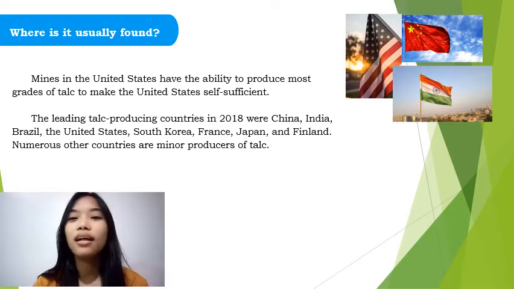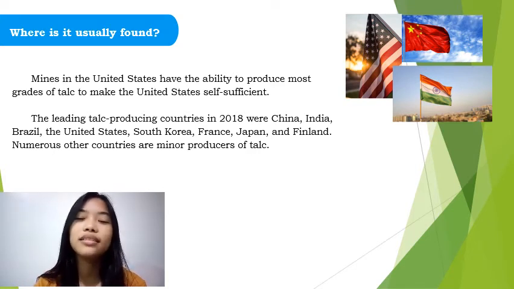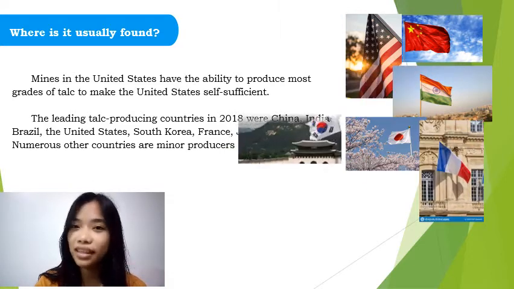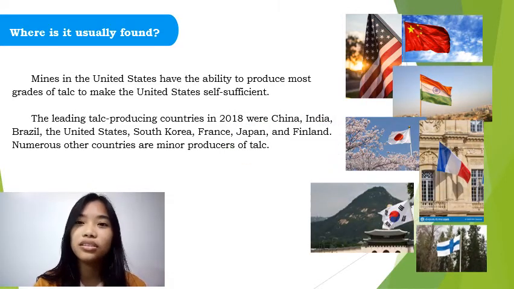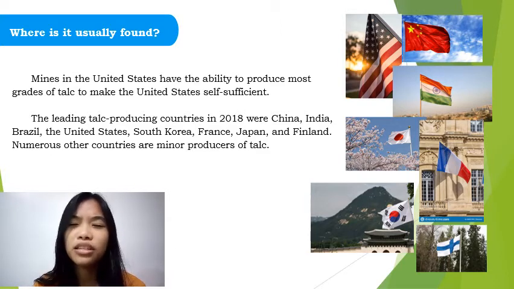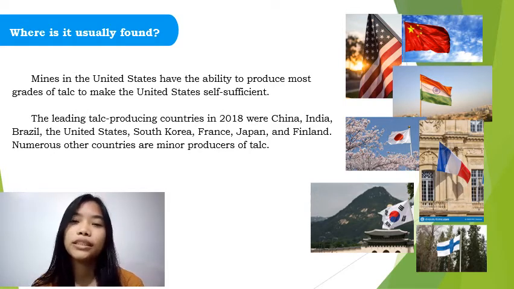The leading talc producing countries in 2018 were China, India, Brazil, and the United States, South Korea, France, Japan, and Finland. Numerous other countries are minor producers of talc. United States talc is found in the eastern Appalachian and Piedmont regions from New England to Alabama. Important deposits are located in California, Montana, Nevada, Texas, and Washington.